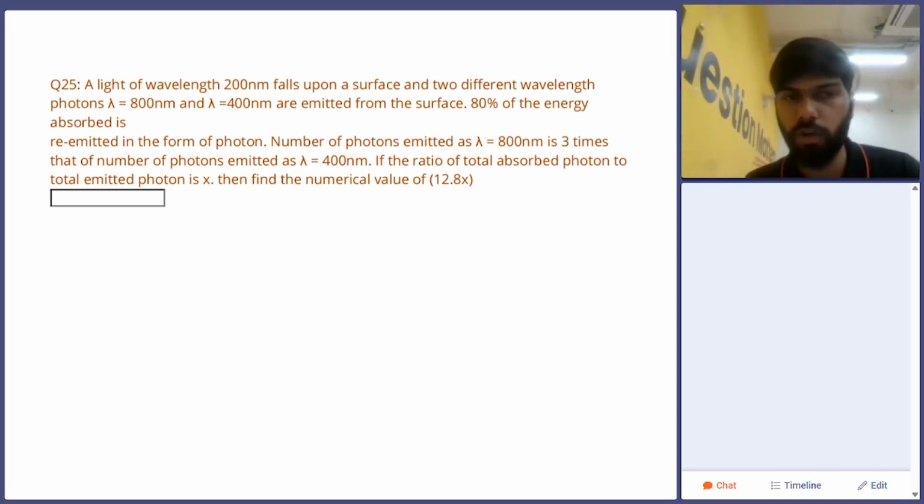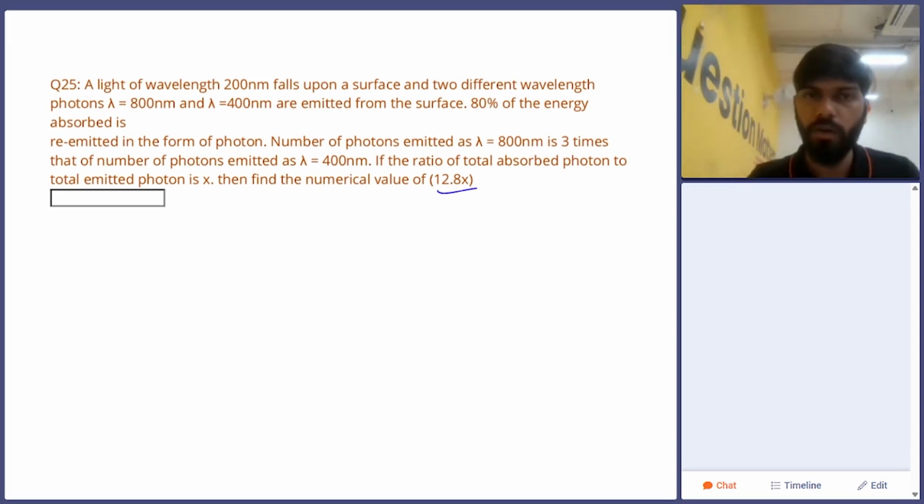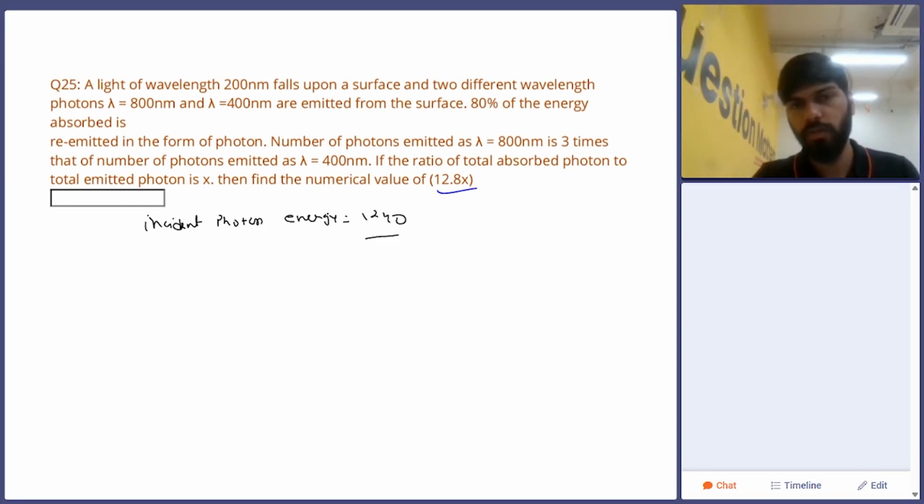If the ratio of total absorbed photon to total emitted photon is x, then find the numerical value of this, which is 12.8. Whatever the x value we get, we will multiply with 12.8. Okay, so now how do we approach? See, first of all, remember the incident photon energy, that is 1240 upon 200. So that is 6.2 eV.